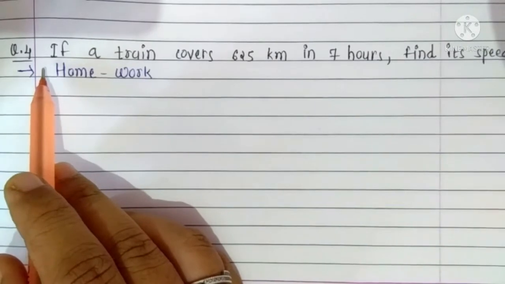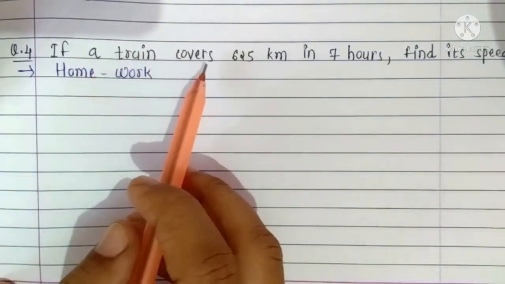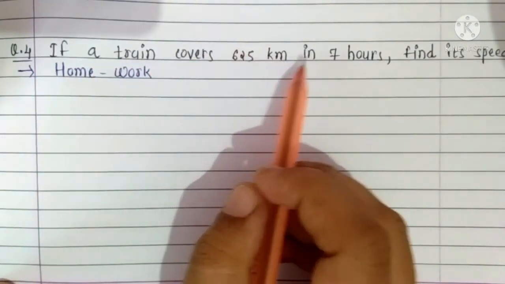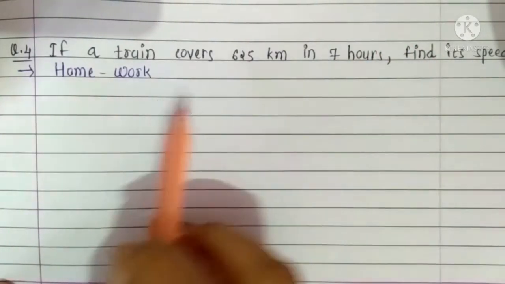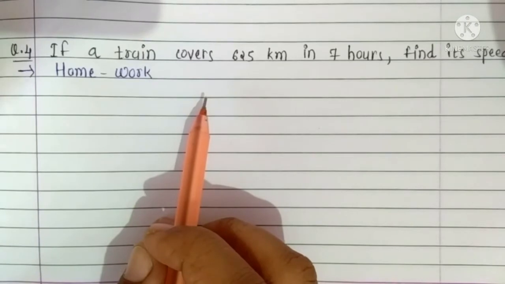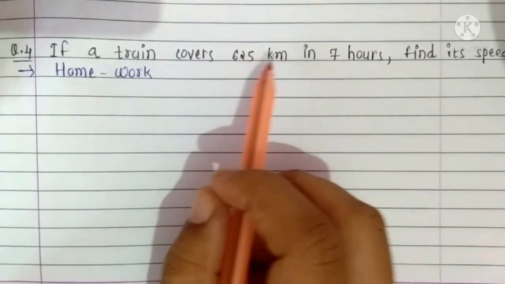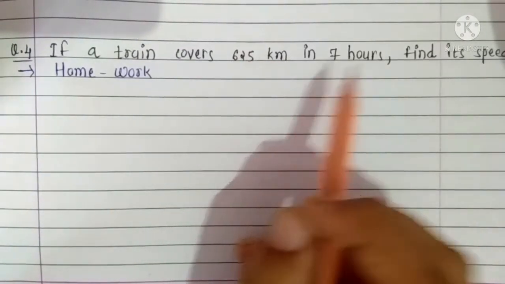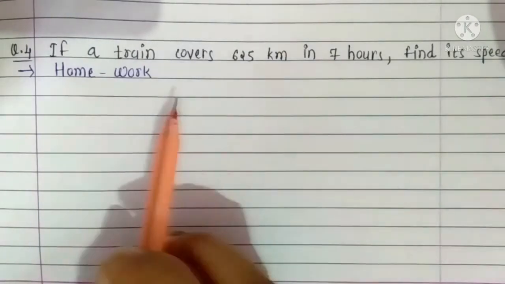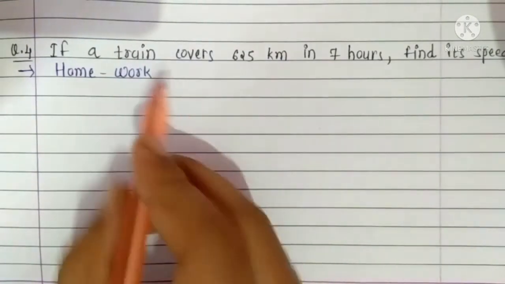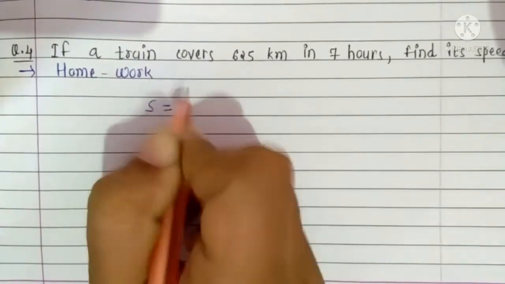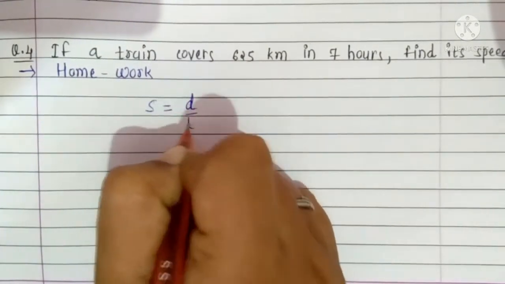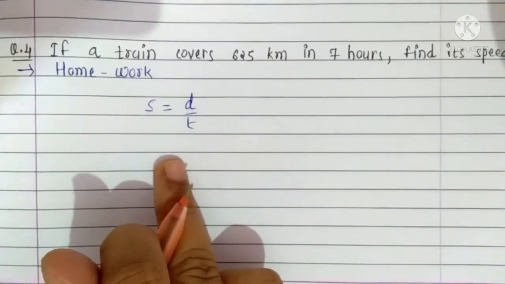Next, question number 4. If a train covers 625 kilometer in 7 hours, find its speed. That means train 7 hours में 625 किलोमीटर डिस्टेंस कवर करती है, तो हमें स्पीड फाइंड करना है. फॉर दैट वी यूज फॉर्मूला s इज इक्वल टू d upon t. This is do in your homework.